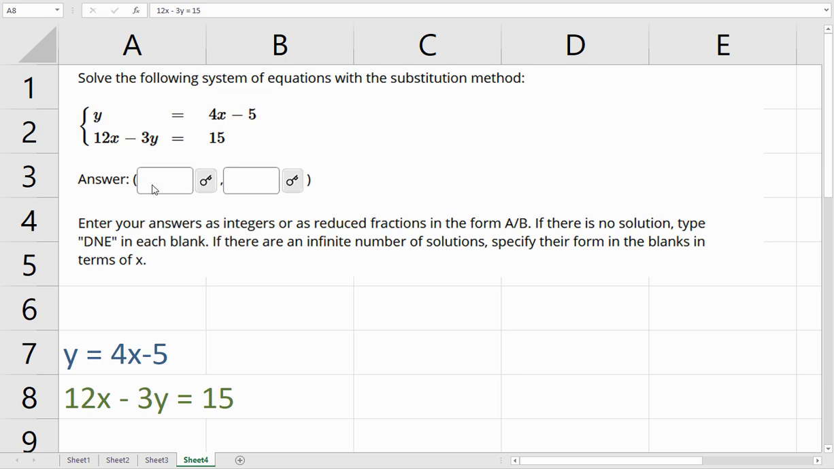And then we have a place where we can enter the ordered pair if we have an ordered pair as an answer. Systems of equations usually have one ordered pair answer where the two equations intersect. This is when we have two linear equations, which we do in this case because we see that x and y are both to the power of 1. So these, if you graphed them, would just be two lines graphed on the same rectangular coordinate system.